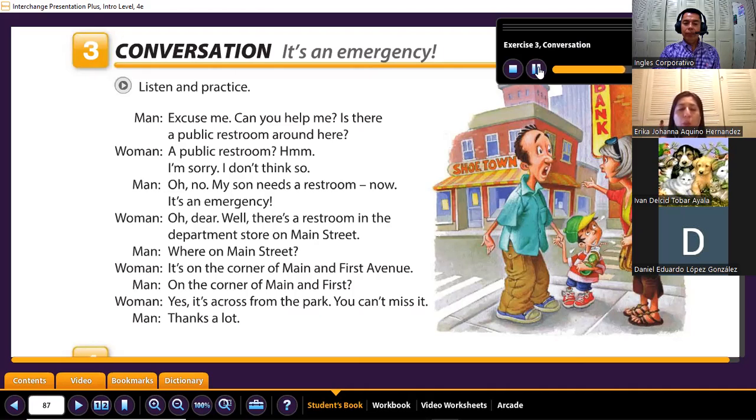Well, there's a restroom in the department store on Main Street. Where on Main Street? It's on the corner of Main and First Avenue. On the corner of Main and First? Yes, it's across from the park. It's across from the park. You can't miss it.